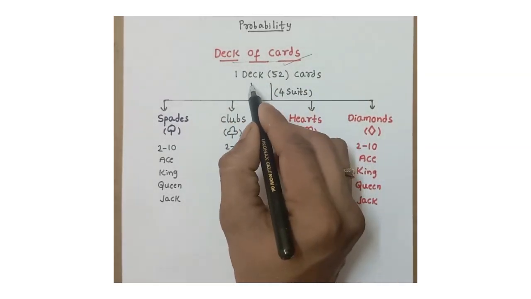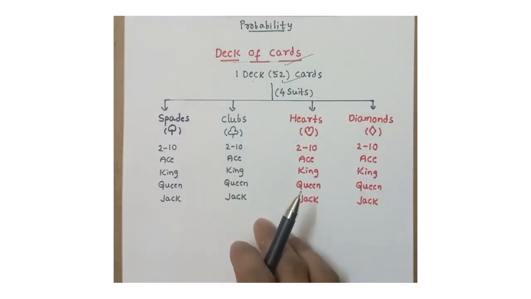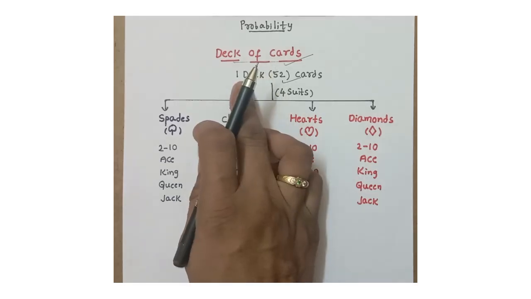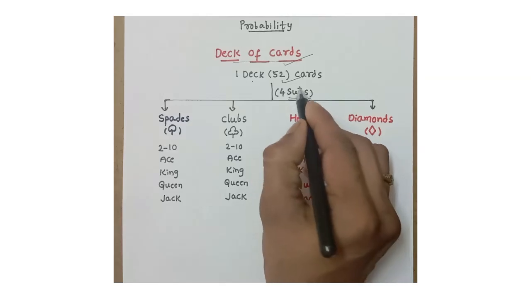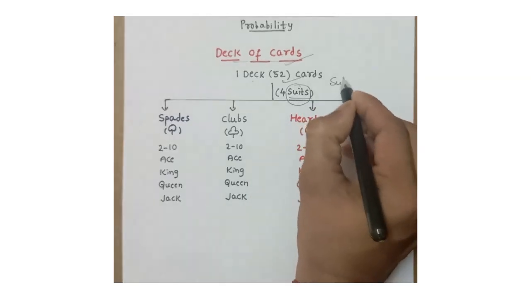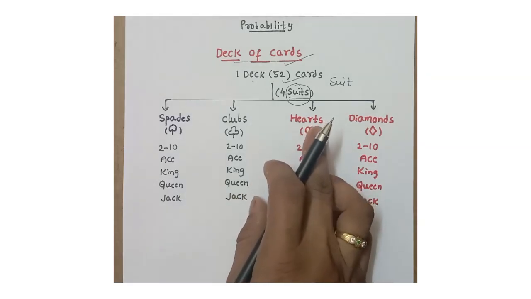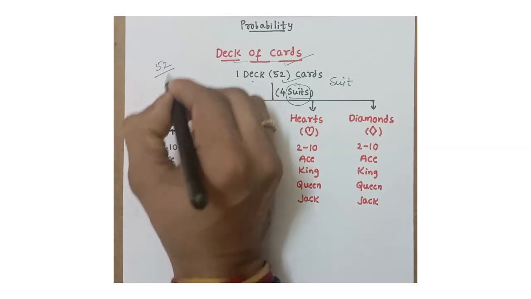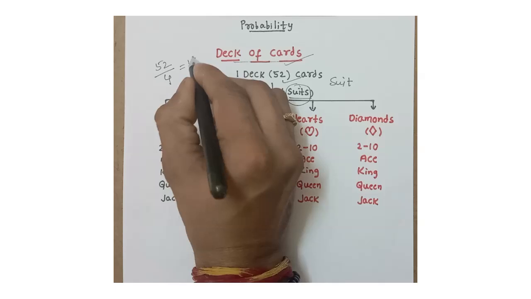Whenever it is mentioned one deck, it is nothing but a combination of 52 cards. Totally 52 cards will be there in one deck, and this one deck of cards is divided into four groups. Each group is called a suit. 52 cards are divided into four groups, so each group will have 13 cards.